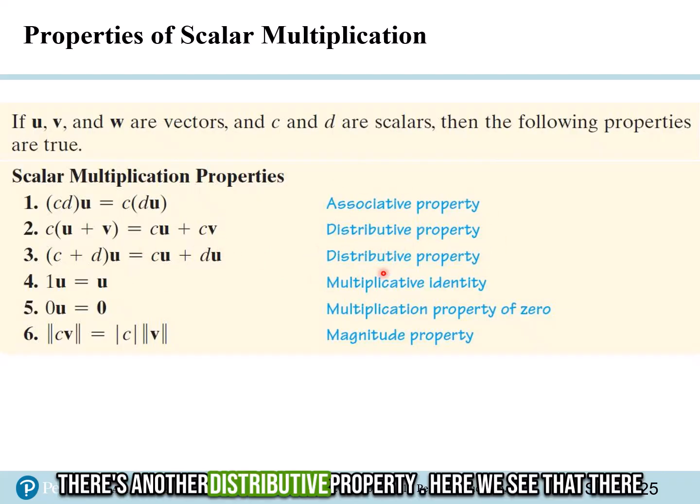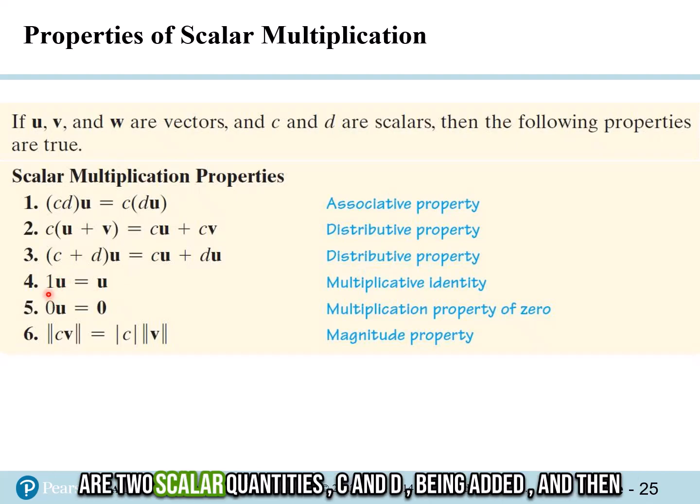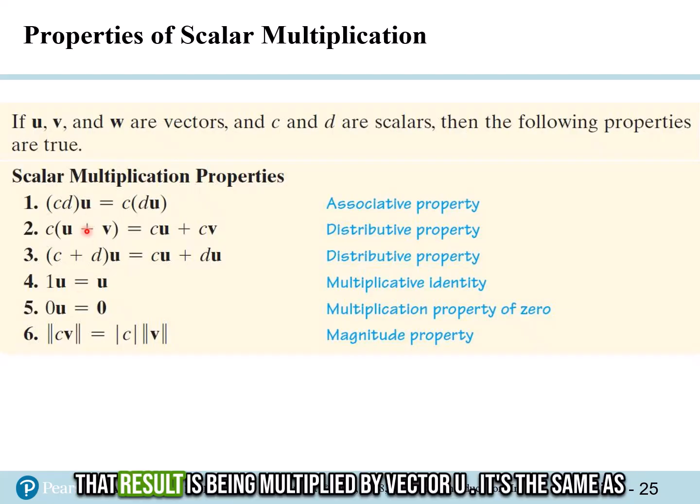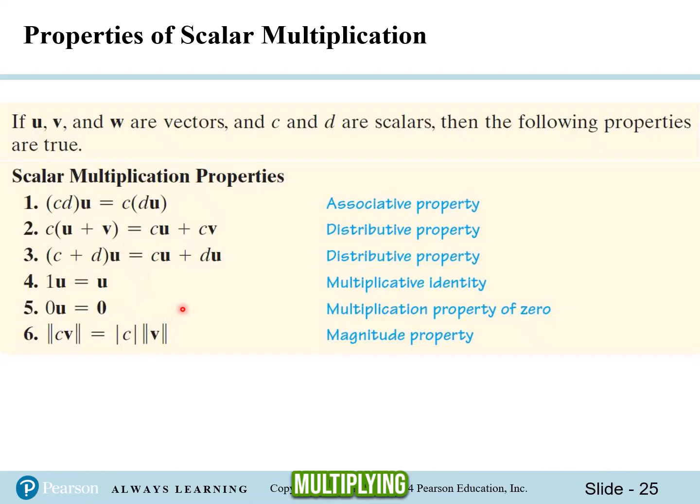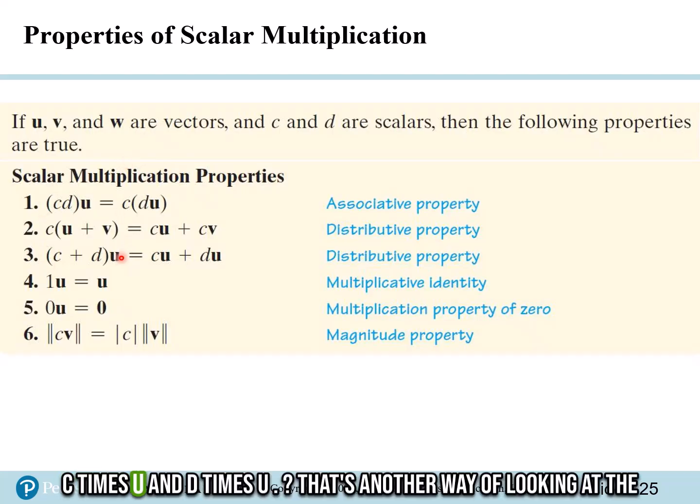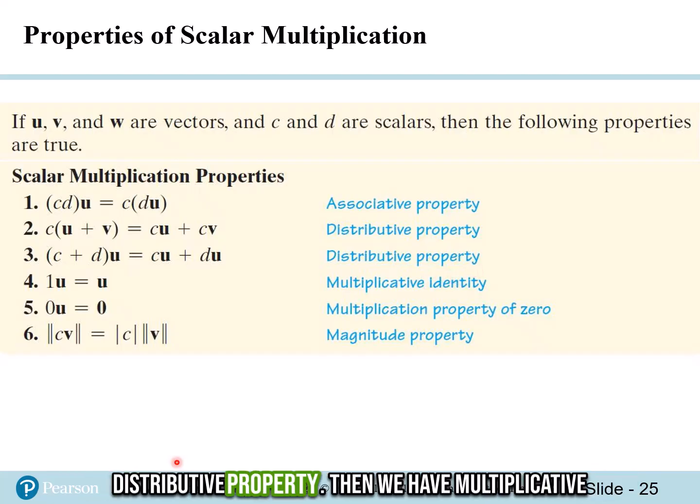There's another distributive property. Here we see that there are two scalar quantities c and d being added and then that result is being multiplied by vector u. It's the same as multiplying c times u and d times u. That's another way of looking at the distributive property.